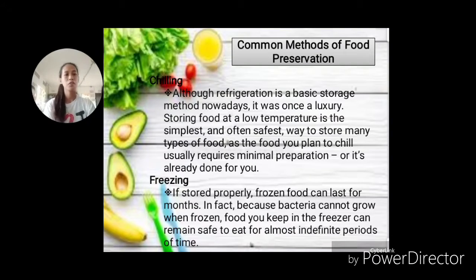So, common methods of food preservation. First one is chilling. Although refrigeration is a basic storage method nowadays, it was once a luxury. Storing food at a low temperature is the simplest and often safest way to store many types of food, as the food you plan to chill usually requires minimal preparation or it's already done for you. Next is freezing. If stored properly, frozen food can last for months. In fact, because bacteria cannot grow when frozen, food you keep in the freezer can remain safe to eat for almost indefinite periods of time.